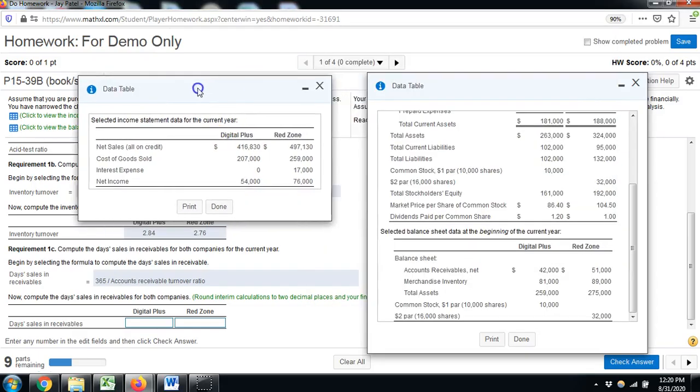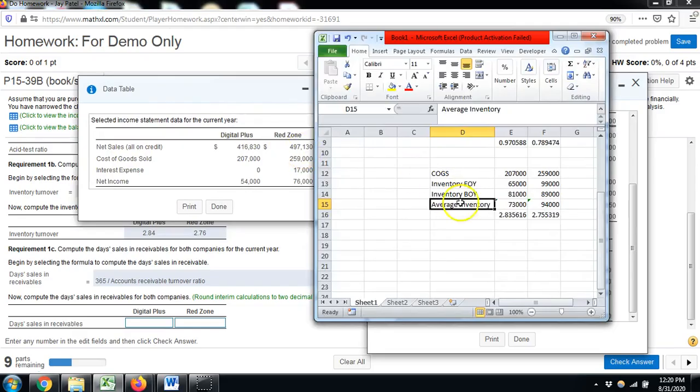So they're simplifying it for us a little bit. It says all of the sales are on credit. So it's going to be net credit sales, and it's going to be average. Okay, so let's do it the same way. We'll do AR end of year, AR beginning of year. We'll have average AR.